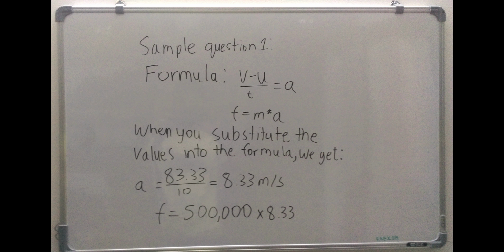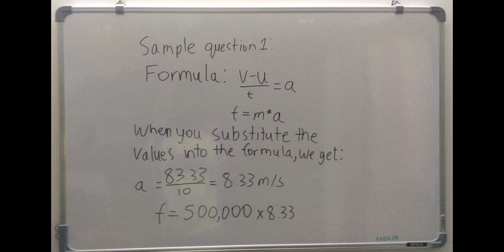The formula, as mentioned before, is v minus u by t is equal to a. Another formula we're going to use is F is equal to ma. When you substitute the values into the formula, we get a is equal to 83.33 by 10, which makes the acceleration 8.33 meters per second squared. Please excuse me as I've written meters per second and not meters per second squared.